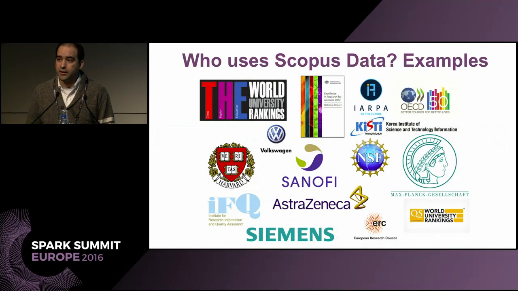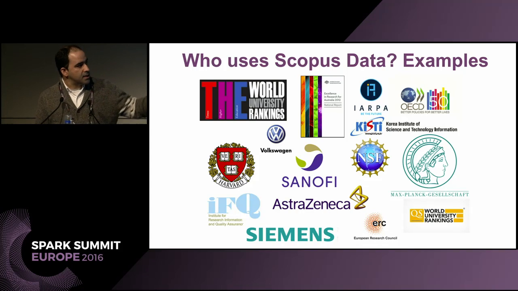And this is my final slide about Scopus data, the data I use. You can see where it's being used. A lot of big industries like Siemens or Volkswagen use it. Funding agencies like the European Research Council or NSF use it. All the ranking institutes for universities use it, and also big universities. So it's quite good, high quality data.